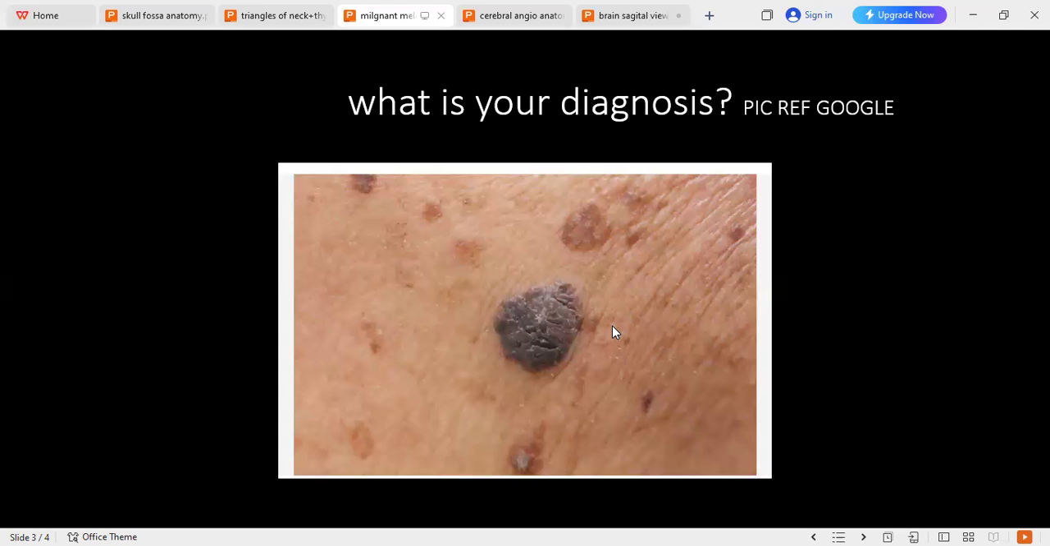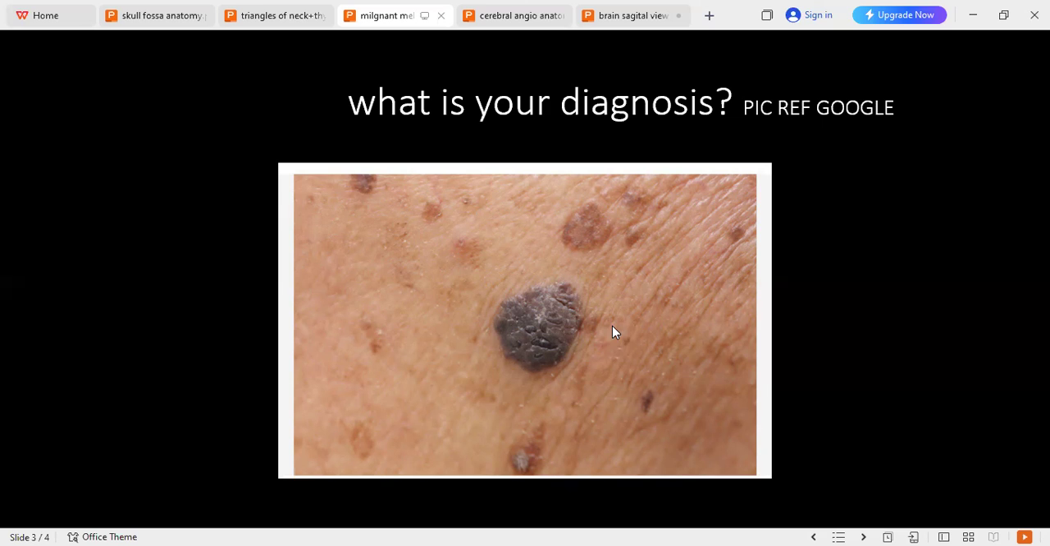Okay, please tell me what are the differential diagnoses that one can consider when it comes to malignant melanoma? It could be malignant melanoma. It could be basal cell carcinoma, superficial squamous cell carcinoma. There could even be malignancies like lymphomas, metastatic squamous cell carcinomas, etc.